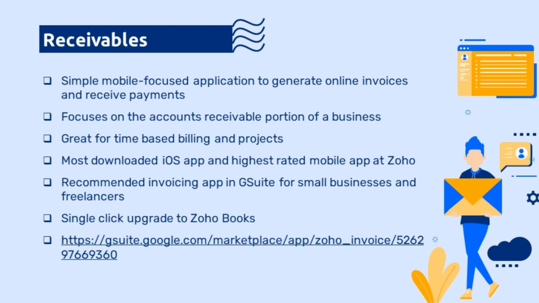It is a great software wherein you can even do time-based billing. For example, if you do a time and material project in your company, you can use that for time and material kind of billing actually. You can use a mobile app. In fact, Zoho Invoice is one of the most downloaded apps from the Zoho family actually, and it is one of the recommended apps for small businesses.